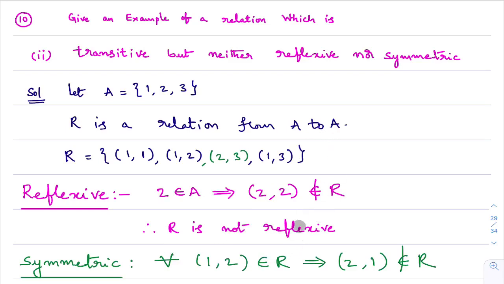Now I'll go with symmetric property. As per the question, we need to show that it is not symmetric. Okay. What is symmetric property? You will take an ordered pair A, comma B, and you will check for an ordered pair B, comma A.